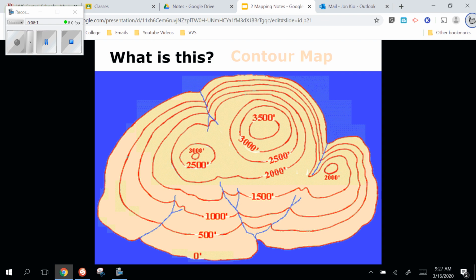Right? This is called a contour map. It's not called a topographic map yet. Okay? It's just called a contour map because all it's showing is contour lines. It doesn't have other features like buildings and swamps and all that kind of stuff that are on actual topographic maps.